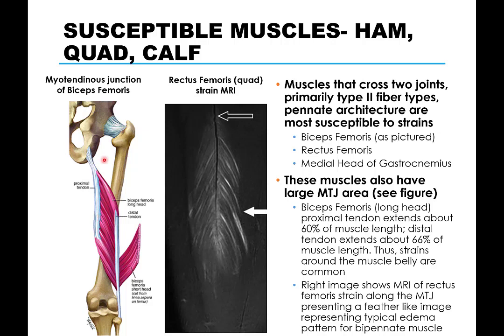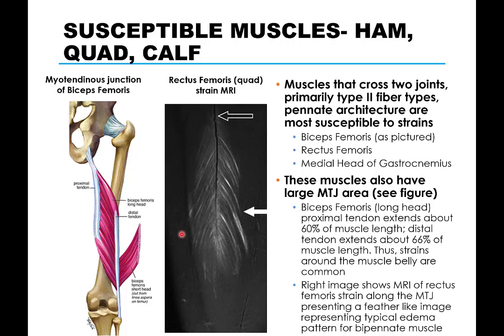If you examine the biceps femoris long head tendons and MTJ area, you can see that the proximal tendon runs the majority of the length of the biceps femoris. In fact, it extends about 60% of the muscle length. This means on the proximal end, there is a very large MTJ area. In addition to this, the distal tendon runs almost 66% of the length of the biceps femoris, which altogether means that there is a very large MTJ area within the biceps femoris, meaning a strain can occur almost anywhere in this particular muscle. In the MRI images of the grade 1 and 2 strain in the prior slide, you can see the ruptures occurring all along the edge of these tendons, indicating that those ruptures are occurring around the MTJ.